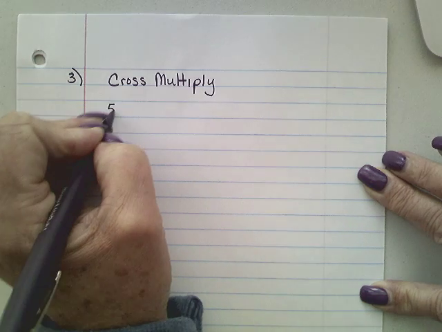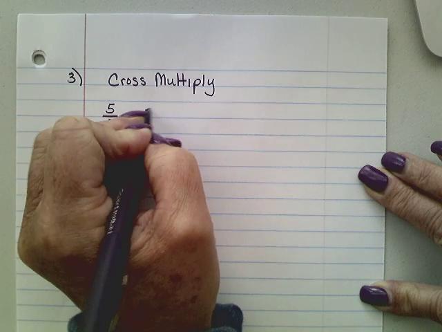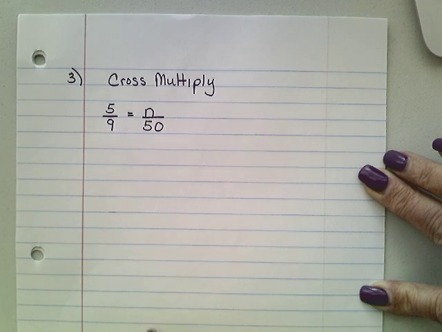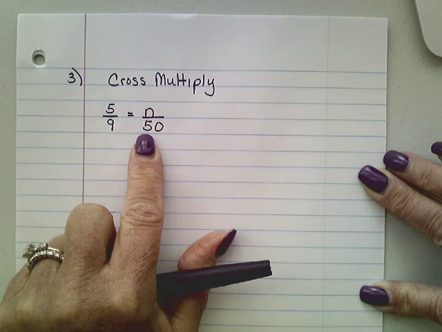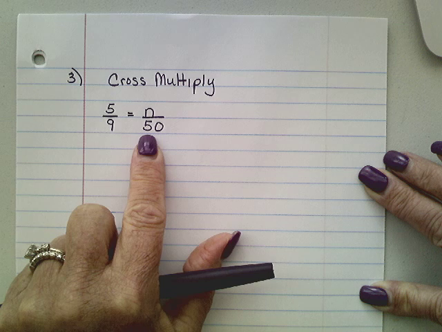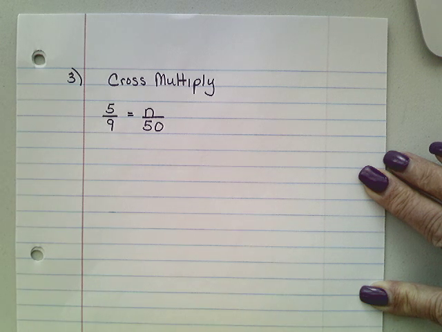So if we have 5 over 9 equals n over 50. All right, I'm looking at my numbers. I'm looking from 9 to 50. There's not a whole number that I can multiply by 9 to get to 50. I cannot simplify 5 over 9. They don't share any factors in common. So what is my third strategy to use? We are going to cross multiply.